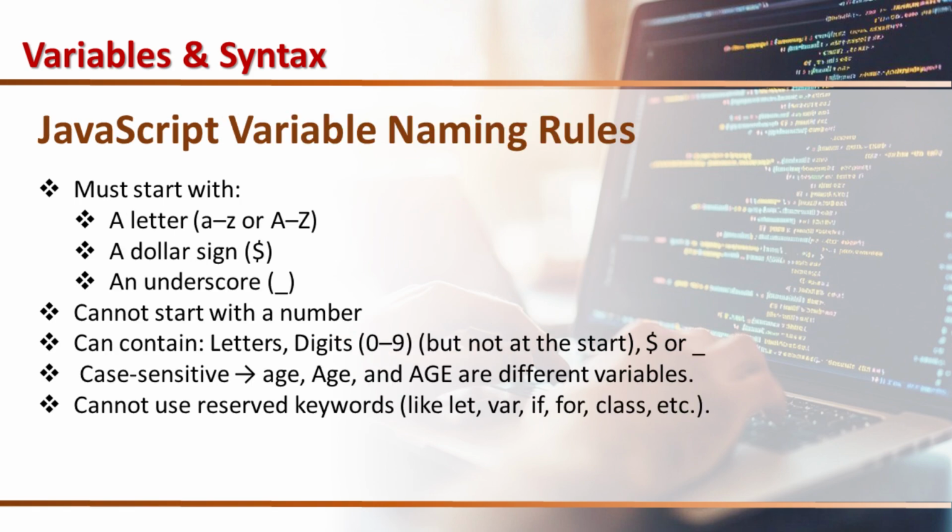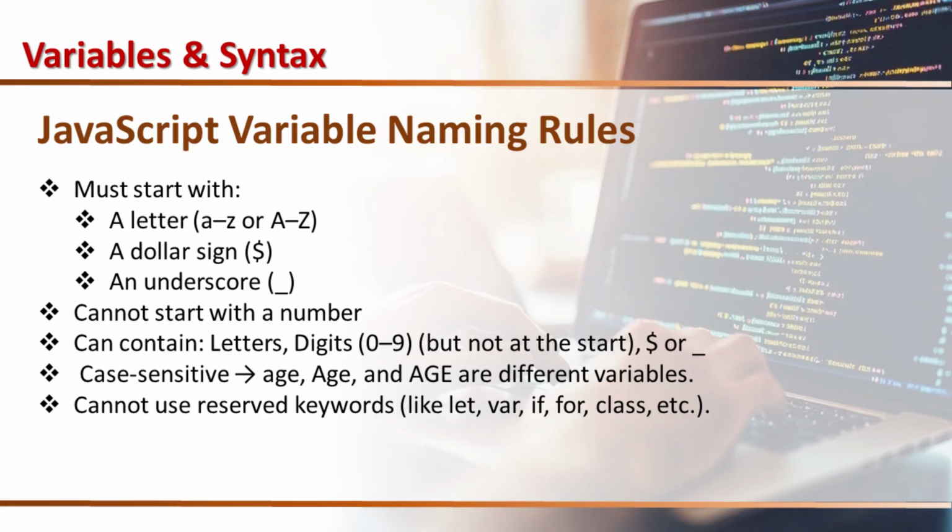Next, let us discuss JavaScript variable naming rules. Variable names must start with a letter, lowercase a-z or uppercase A-Z, a $, or an underscore. They cannot start with a number. After the first character, variable names can include letters, digits 0 to 9, $, or underscore.